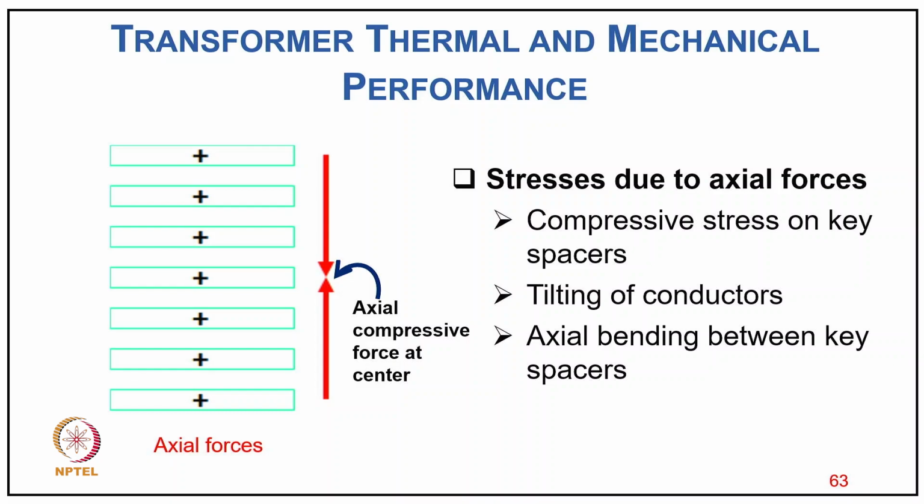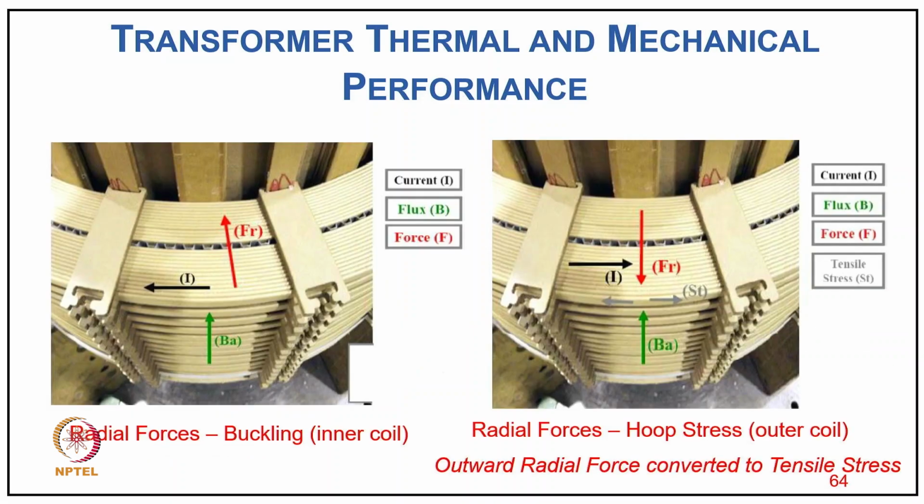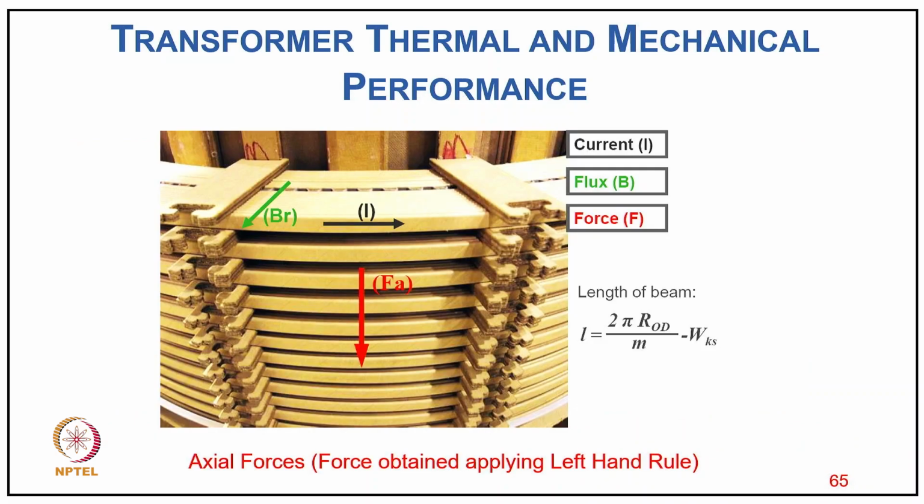The stress due to axial forces causes compressive stress on the key spacer, tilting of the conductors, and axial bending between the key spacers. You can see how radial forces cause buckling of the inner coil, and how the radial force causes hoop stress on the outer coil. The force, as you can see here in the red color, the outer radial force, is converted to tensile stress. Similarly, the axial forces, obtained by applying the left hand rule, are produced in the coils.